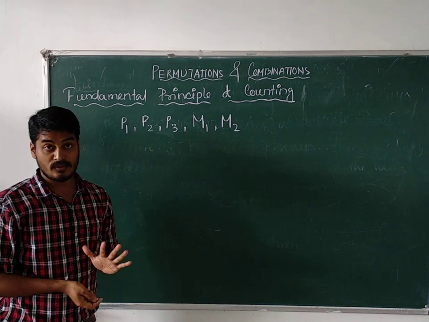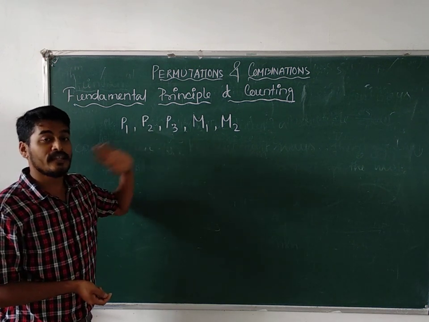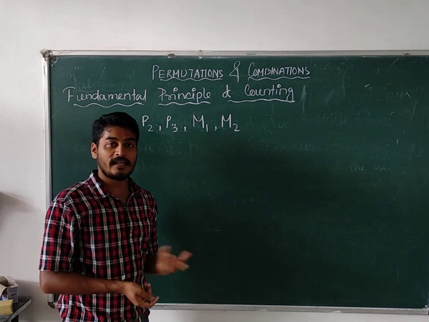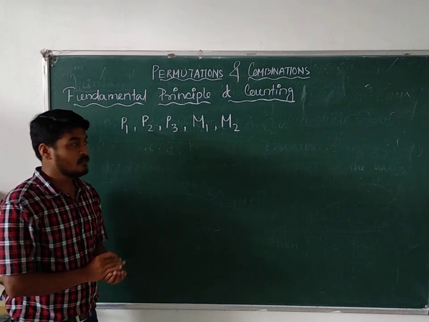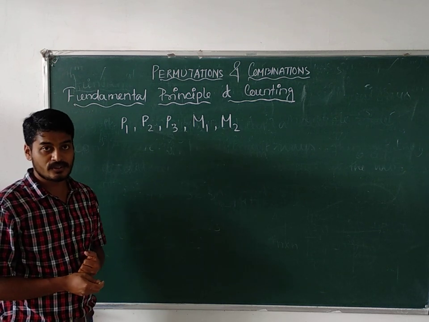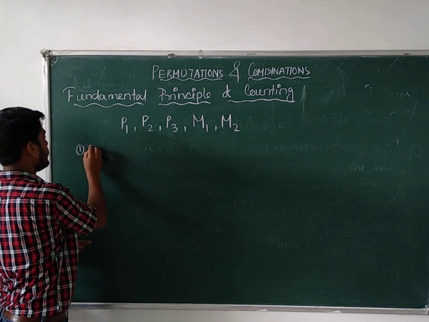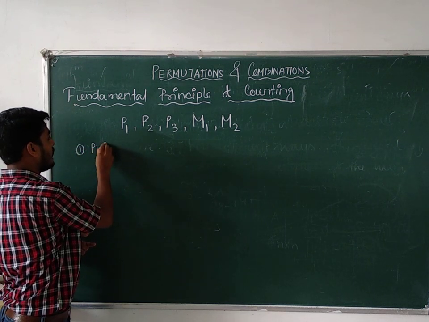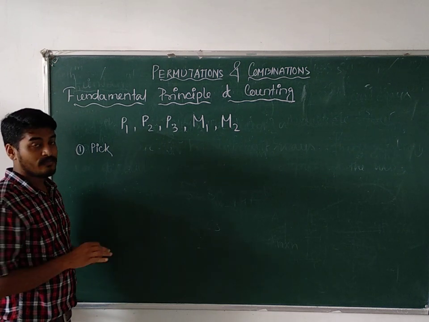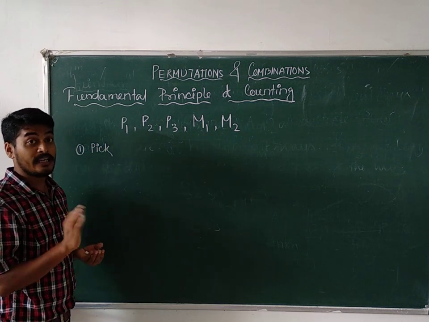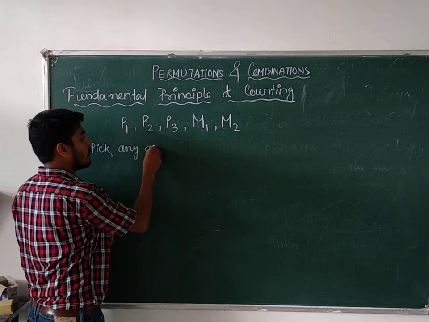I am considering five objects. There are three pens, suppose white, green and yellow, and 2 markers, black and green, like that. Suppose all the objects are distinct. Suppose now we have got one question. How can we count the number of elements? Suppose the question is given that we have to pick any one of them.